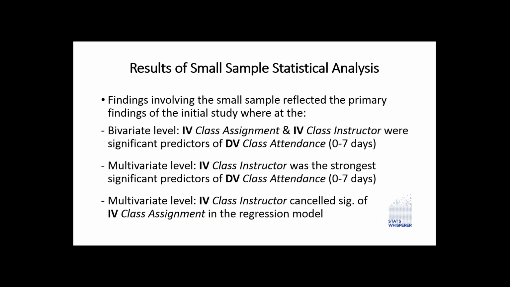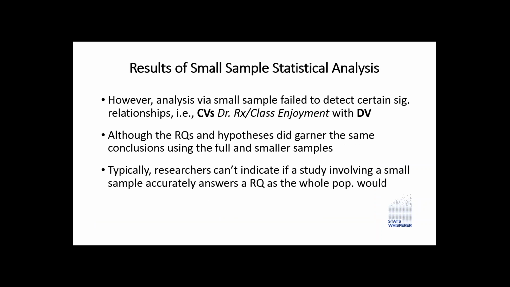So our results: at the bivariate level, we saw class assignment and class instructor were significant predictors of the dependent variable. At the multivariate level, we see instructor as the strongest predictor, and it cancels out class assignment, as we said. We failed to detect some of the significant relationships between the covariates and the dependent variable that we know exist. Even so, the research question and hypothesis were answered in the same manner with these 25 residents as with the full sample of 100.